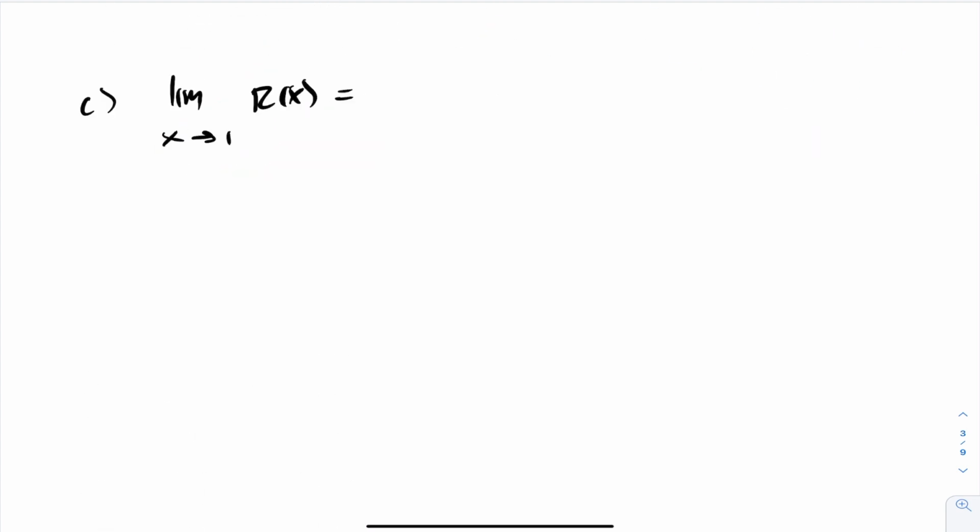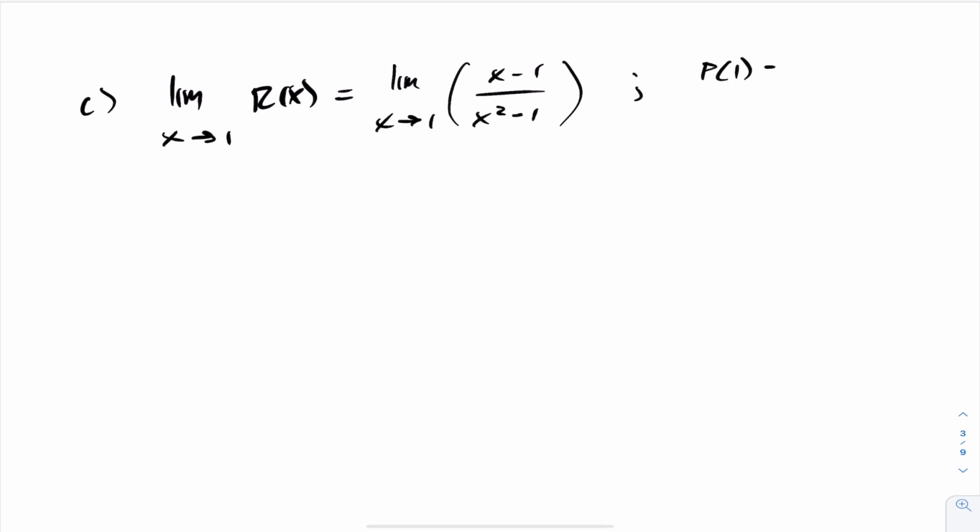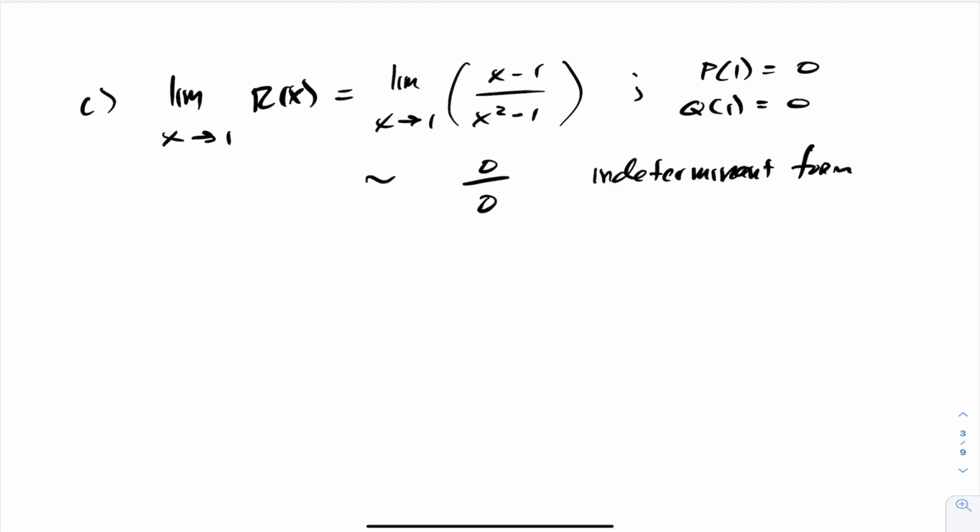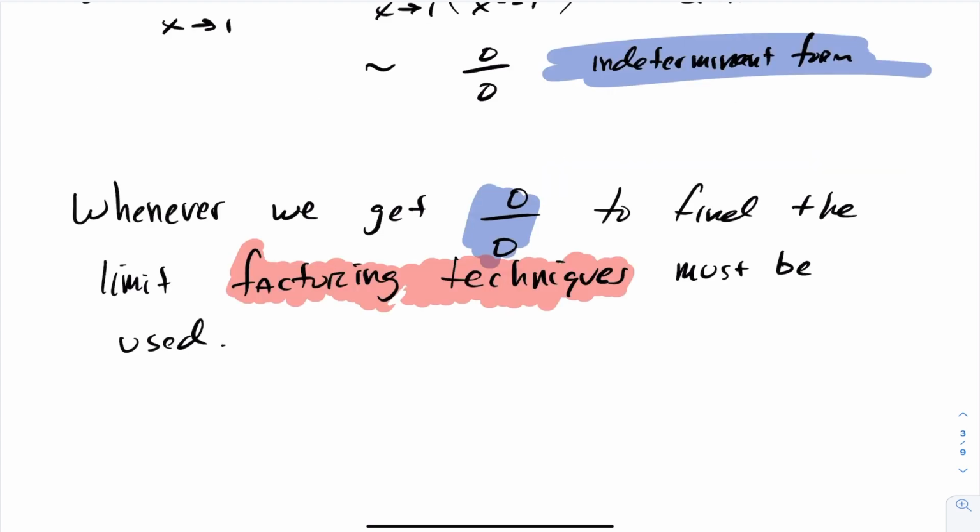All right, let's try another. Okay, let's take a look at this example here. So I want to take the limit as x goes to 1 of x minus 1 over x squared minus 1. Now you'll notice in this situation here, p at 1 is going to be 0, but q at 1 is also 0. So as we evaluate that limit, we get 0 over 0. This is one of several forms of indeterminate form. So whenever you go to evaluate your limit and you do get 0 over 0, like we did in this example, typically that means there are some factoring techniques that have to be employed.